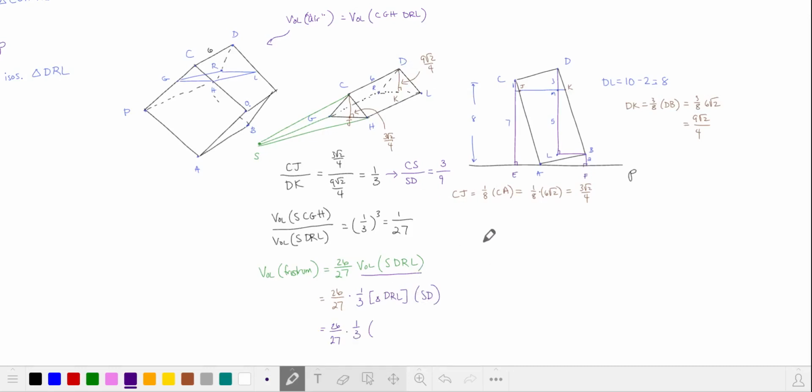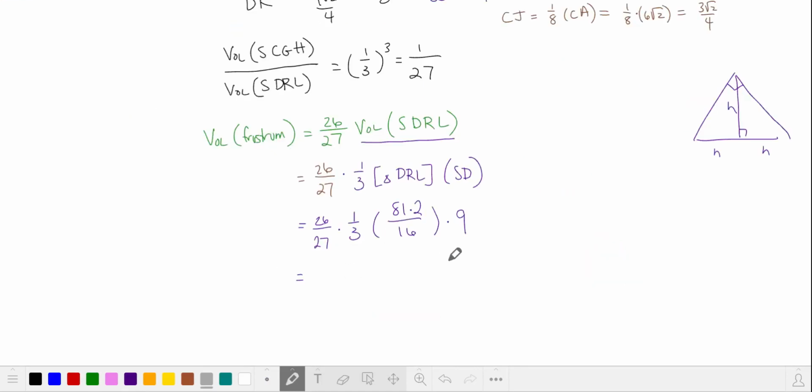DRL is an isosceles right triangle with height 9√2/4. So the area of this triangle is the square of that. 81 times 2 over 16, and we multiply this by 9. We'll cancel out factors in the numerator and denominator, and we're left with 13 times 9 over 4. This is 117 over 4, and again, this is the volume of the air inside the cube.